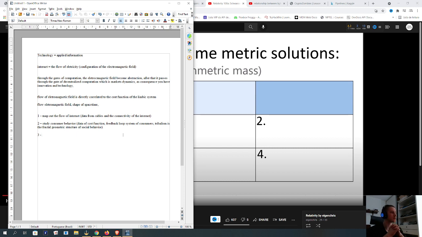So what's the first step? The third step. Then figure out, try to use steps 1 and 2 to predict how abstraction is going to shape space-time and consequently the flow of the electromagnetic field.